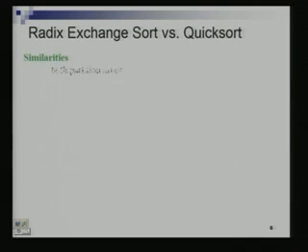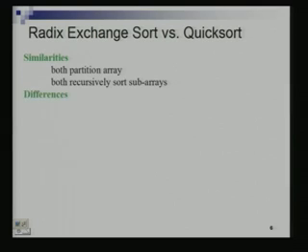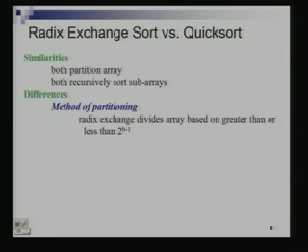Now, how does this compare to quicksort? Both the algorithms partition the array, both recursively sort the subarrays. So, the structure is very similar. The difference is in the way we partition. In the case of radix exchange sort, we are partitioning not with respect to a pivot element, but with respect to a fixed quantity. We are saying anything more than 2 to the b minus 1 goes in the bottom half of the array, anything less than 2 to the b minus 1 goes in the upper part of the array. So, it is the method of partitioning which makes the difference.